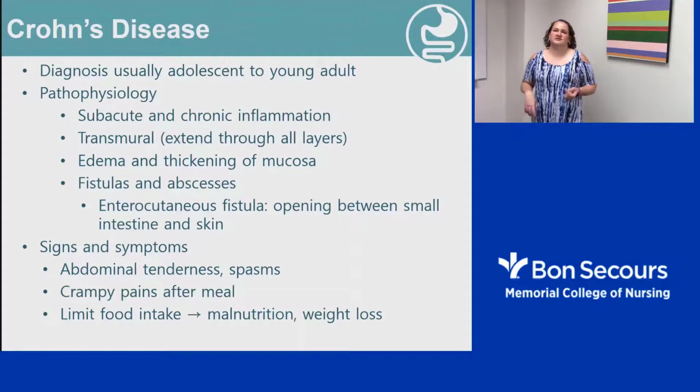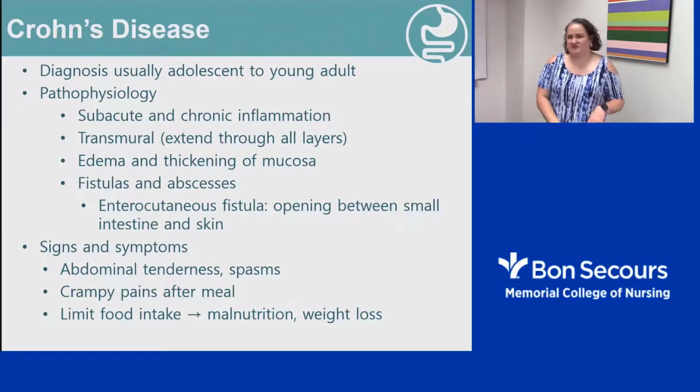So Crohn's disease, usually adolescent to young adult, subacute and chronic inflammation, exacerbations and remissions, transmural, so that is the entire tissue thickness, what we were just talking about. When you have Crohn's disease, you're going to have thickening of that mucosal lining, but also edema, and it can be swollen to the point where you can actually have a blockage. Just think about swelling, you're narrowing that lumen sometimes to the point where you have a blockage.